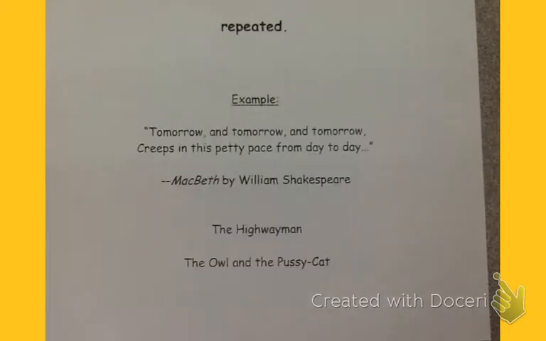For example, this is a line from Macbeth. Tomorrow, and tomorrow, and tomorrow creeps in this petty pace from day to day. The word tomorrow repeats 3 times. The word day repeats twice. Things repeat. I've also given you 2 examples of longer poems, The Highwayman and The Owl and the Pussycat. In both of these poems, if you look them up, there are big chunks of the poem that repeat. Maybe a chorus repeats, or a whole stanza repeats, but big chunks repeat. Repetition is also very prominent in different songs.